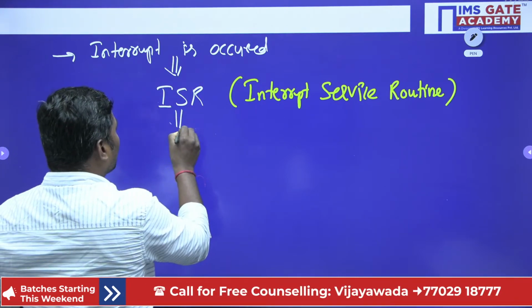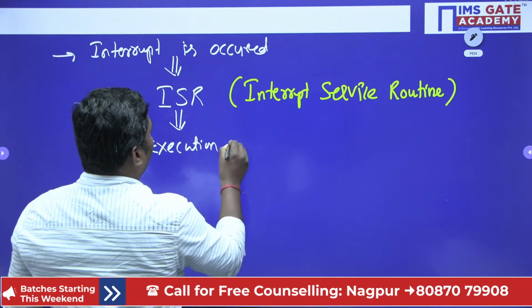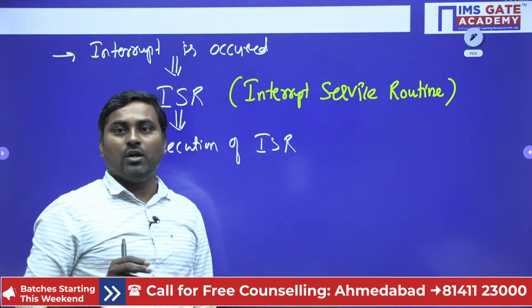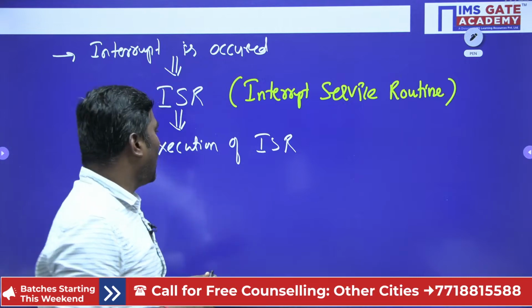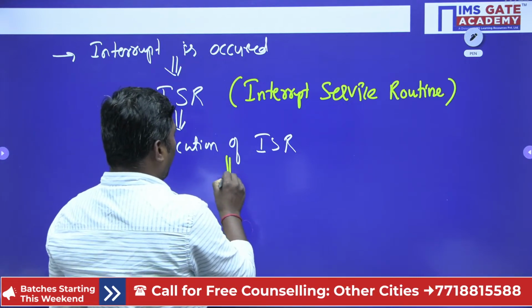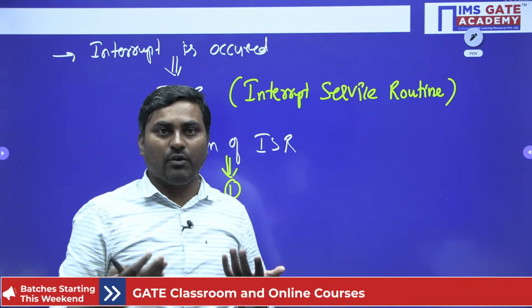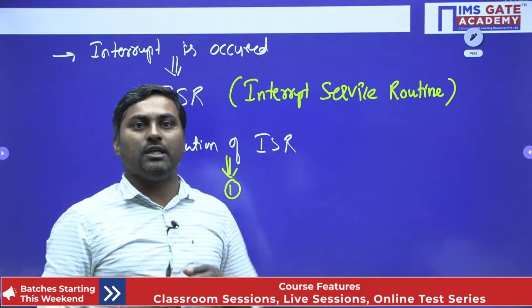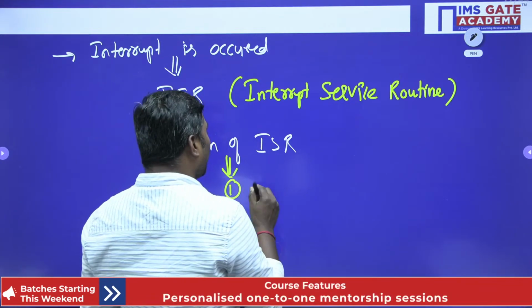The execution of ISR happens in two functions. Please understand. Execution of ISR means the routine you have to run, and two things will happen. What are the two things? First one, mode bit change.